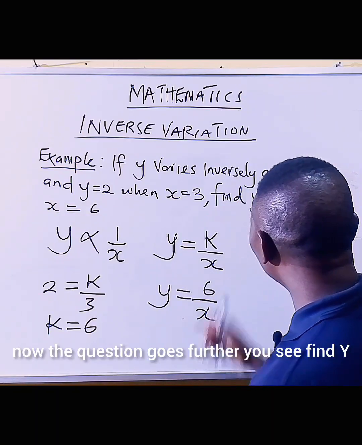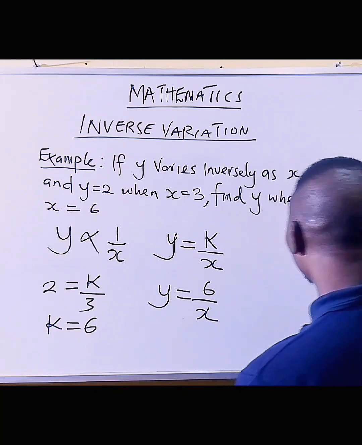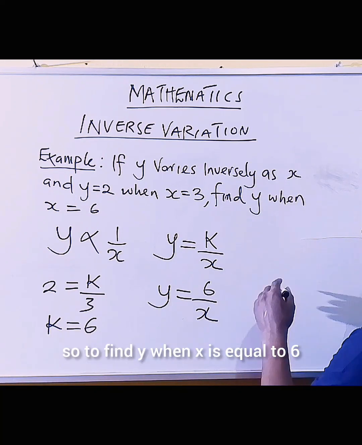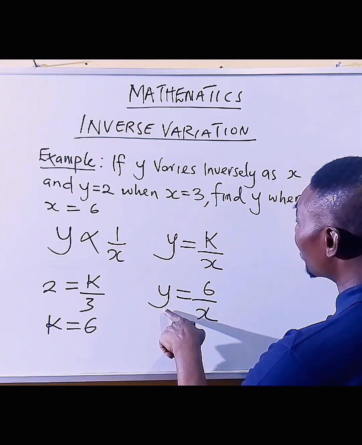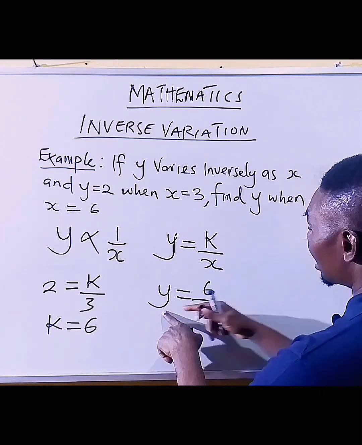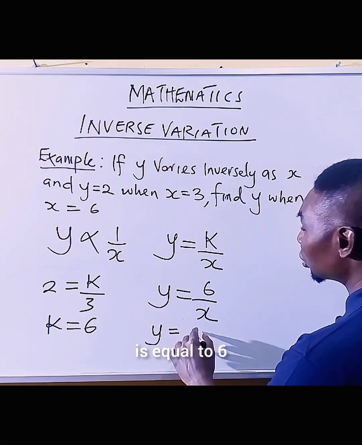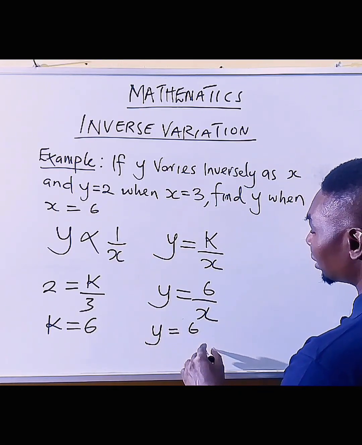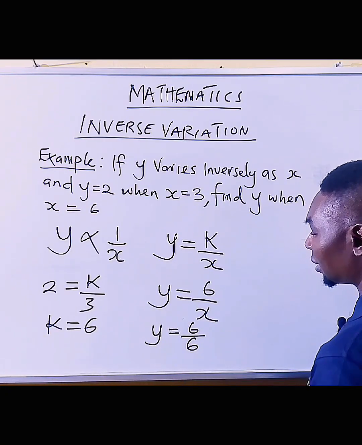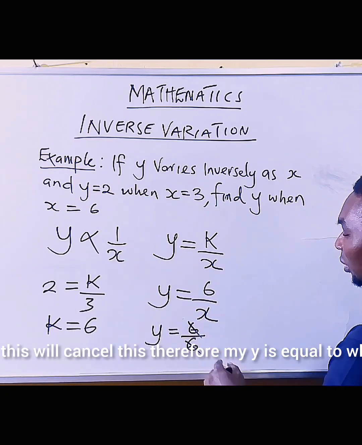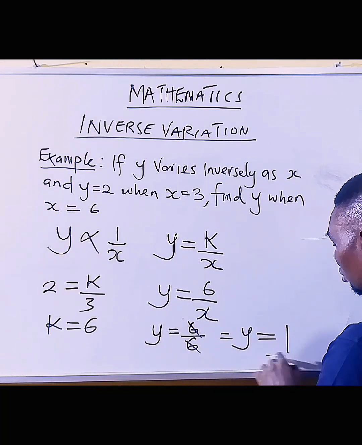Now, the question goes further to say find y when x is equal to 6. So to find y when x is equal to 6, we simply say y is equal to 6 over 6. So this will cancel this. Therefore, my y is equal to 1.